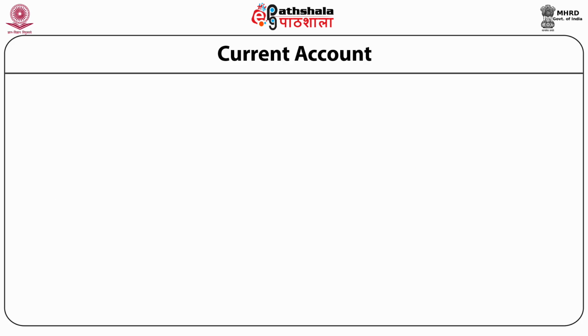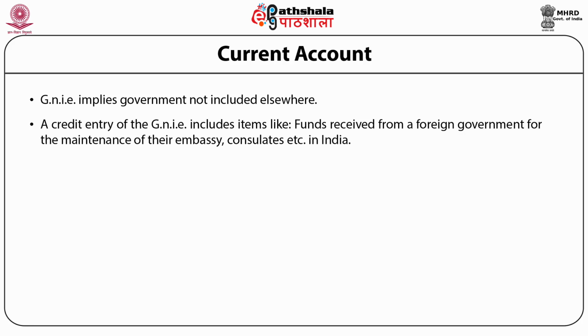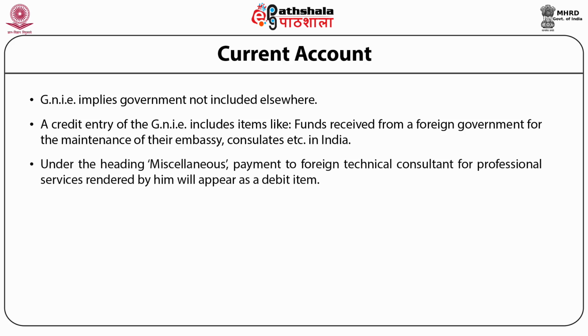Let us start from the current account. GNIA implies government not included elsewhere. A credit entry of the GNIA includes items like funds received from a foreign government for the maintenance of their embassy, consulates, etc. in India. Under the heading Miscellaneous, payment to foreign technical consultant for professional services rendered by him will appear as a debit item. A transfer also includes official and private.